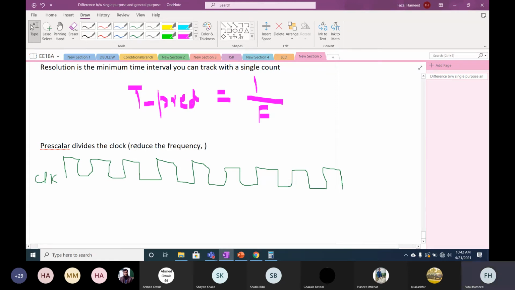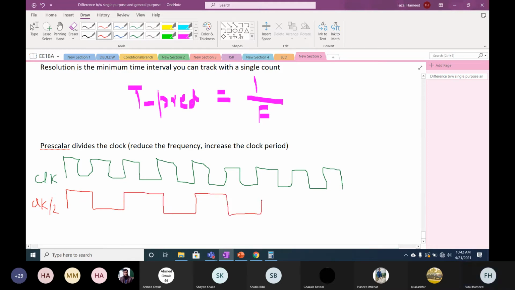If you reduce the frequency, what does it imply? Increase the clock period, the time. So if we say that we have now clock by 2, it means that we have reduced the frequency by 2. So now the clock has high time here and low time here, high time here and low time here, high time here and low time here.